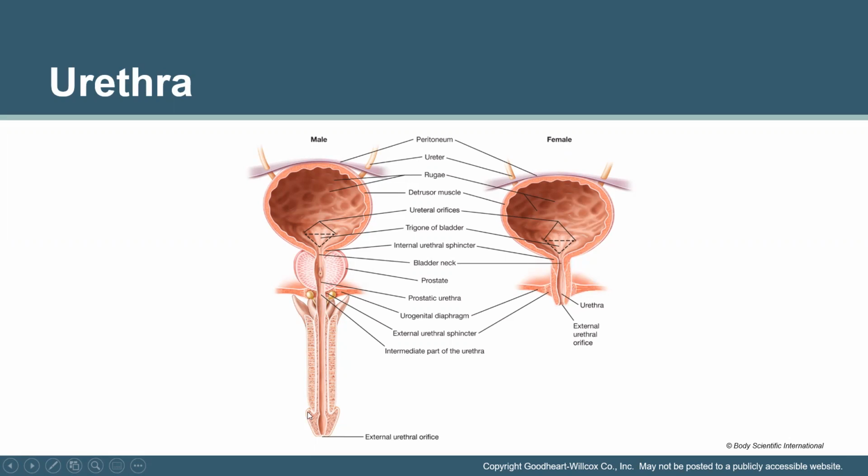The urethra on the male is long. The urethra on the female is a lot shorter due to the fact that the male urethra has to pass through the penis, whereas the female urethra is extremely short, but also what is part of the reason that a female is predisposed to bladder infections or urinary tract infections.